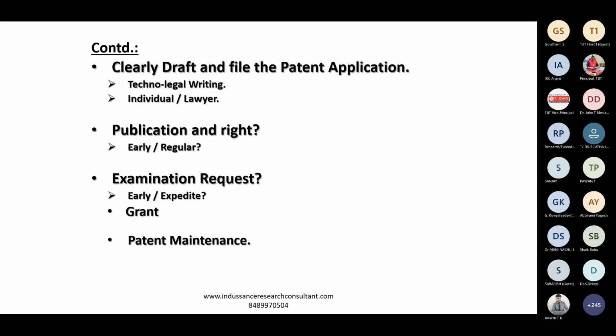Next, the patent maintenance. Once the patent has been granted, you will have to maintain it for 20 years. You can maintain it by paying the renewal fees. You can pay every 5 years, or every year, and renew it and keep it alive for 20 years. So this is the procedure of patent application, and up to filing is what I have explained.